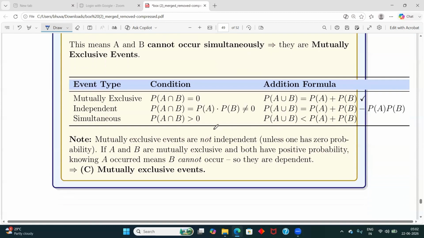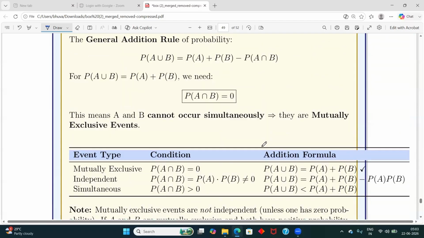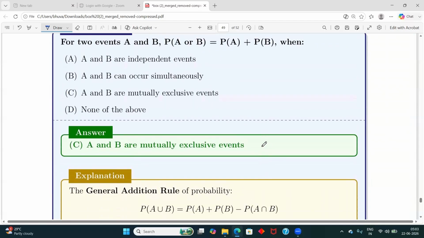So, an important note here: mutually exclusive events are not independent unless one has zero probability. If A and B are mutually exclusive and both have positive probability, knowing A occurred means B cannot occur. So they are dependent. So the correct option is option number C for this.